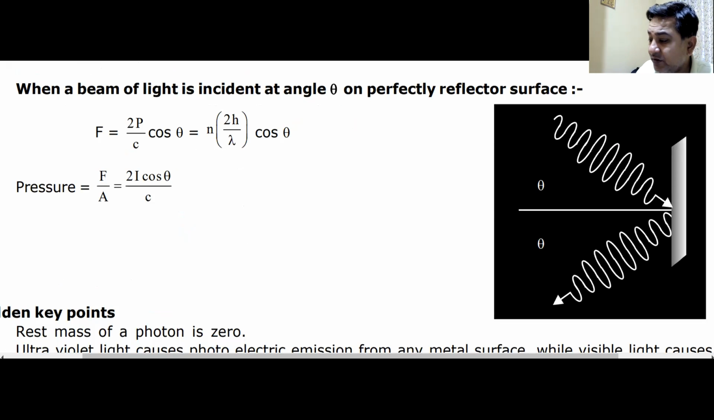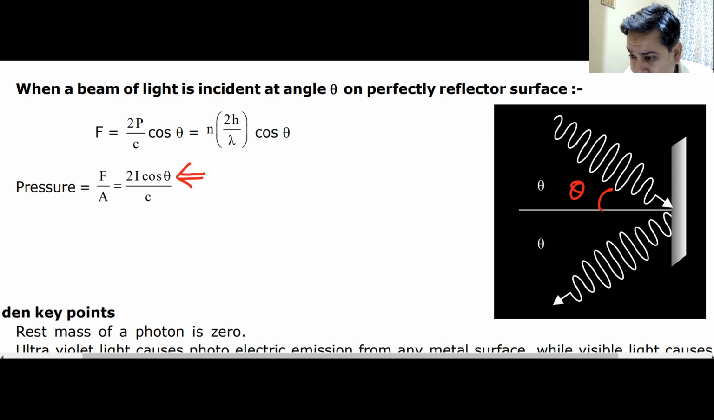Sometimes, just to make the question more difficult, what will they do? They will give you the angle of incidence as theta. It is not falling perpendicularly; it is falling at an angle theta. What do you do then? You just put a cos theta in between.